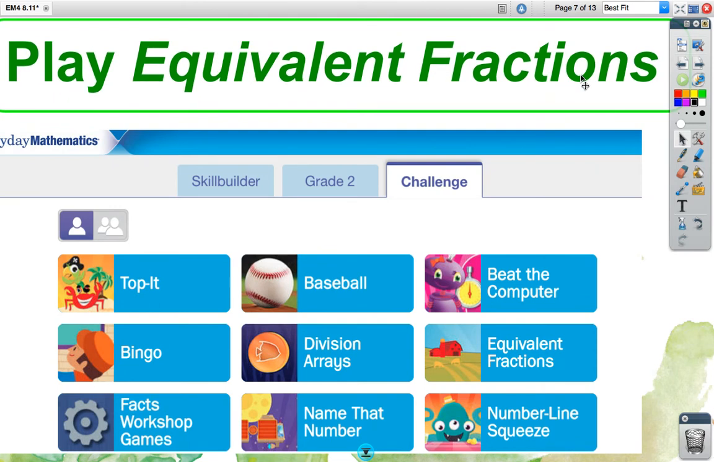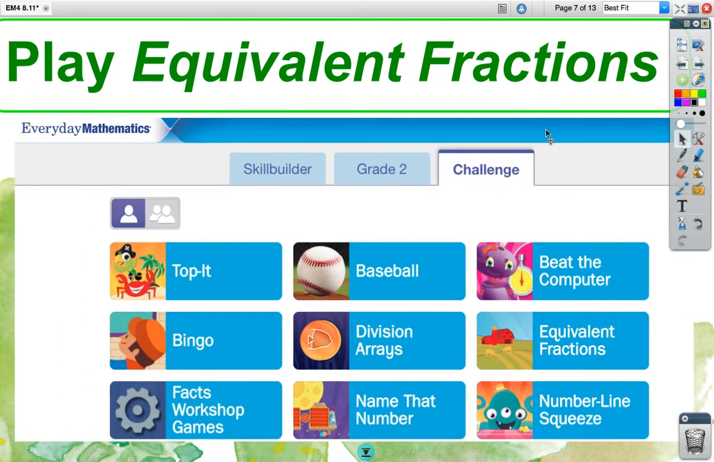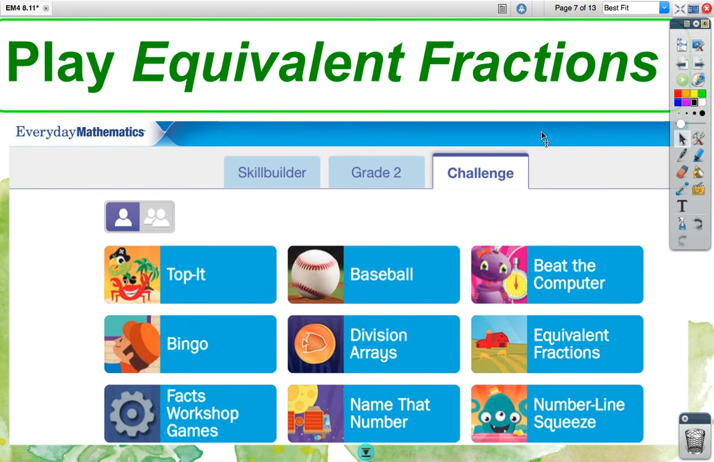Today we're going to play equivalent fractions on Connect Ed. In order to find the equivalent fractions game, you're going to click on the Challenge tab and then click Equivalent Fractions on the right.